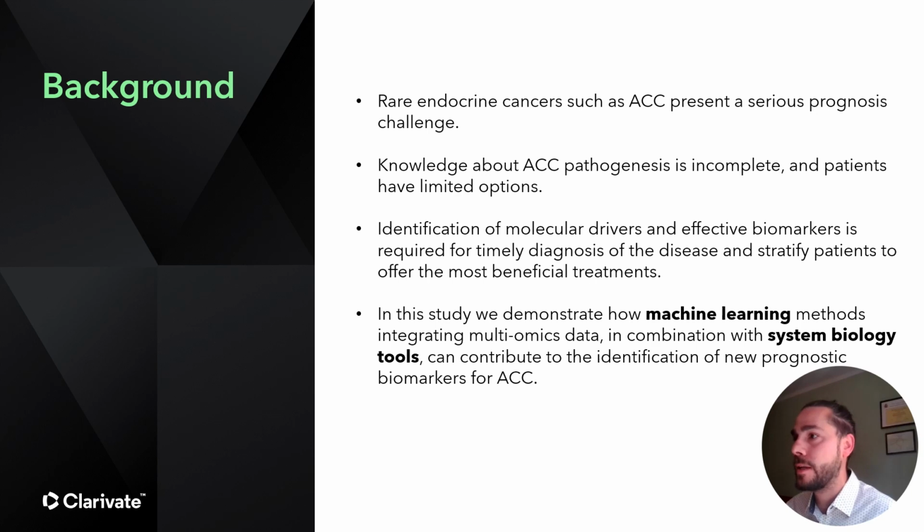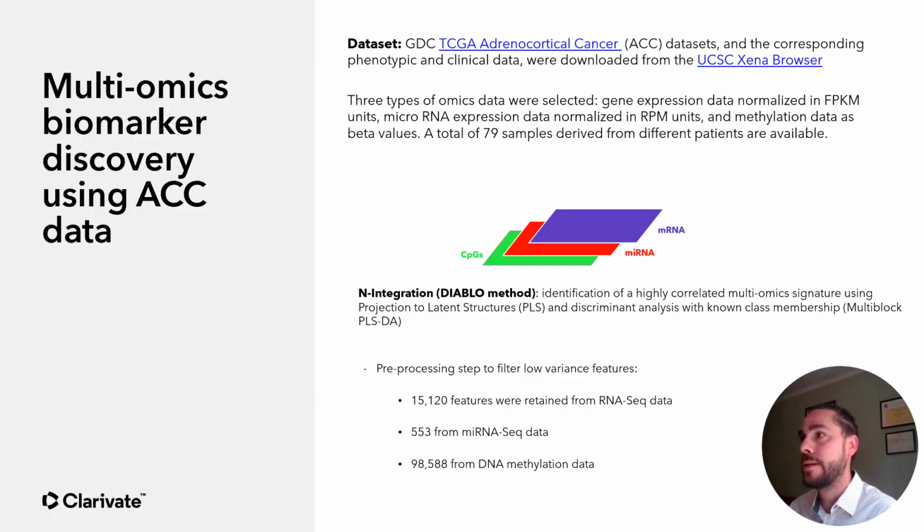the most beneficial treatments. In this study, we demonstrate how machine learning methods interact with multi-omics data, in combination with systems biology tools, can contribute to identification of new prognostic biomarkers for ACC. We obtained ACC multi-omics data from the TCGA database. This data was downloaded using the Xena browser. Three types of omics data were selected: gene expression data, microRNA expression data, and methylation data.